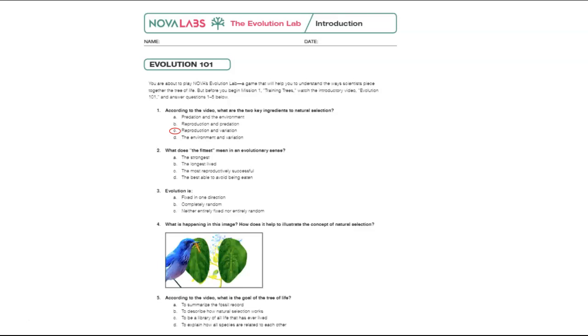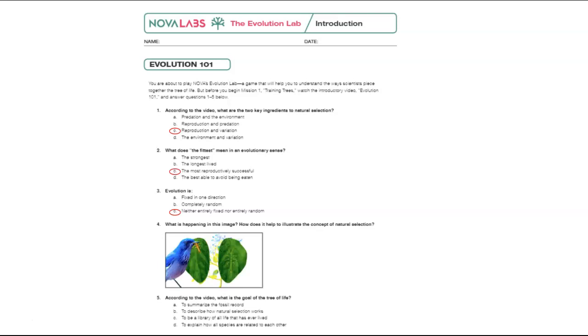Second one, what does the fittest mean in an evolutionary sense? It means that you're the most reproductively successful. You're able to pass on those genes. Evolution is neither entirely fixed nor entirely random.